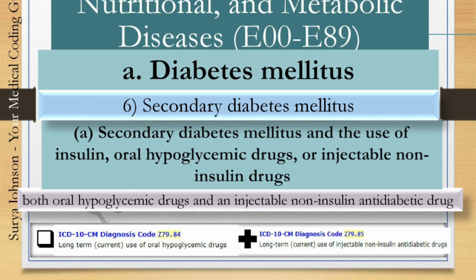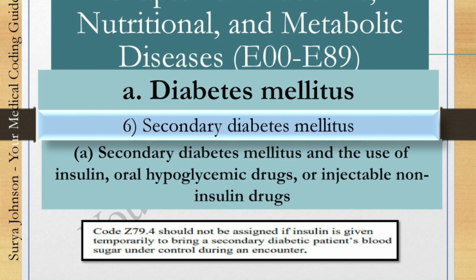And in that previous scenario with diabetes mellitus and these drugs, I insisted that Z79.4 should not be assigned if insulin is given temporarily to bring the secondary diabetic patient's blood sugar under control during an encounter. If it's used temporarily, for that instance only, and the patient is not currently taking it long term, you should not code Z79.4. Why? Because the code description says so.